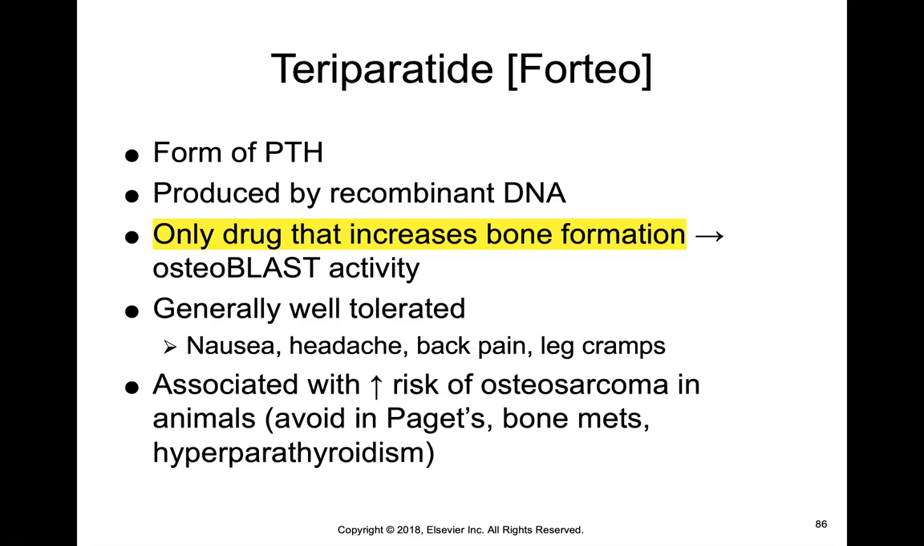Teriparatide is an injection as well. It's a type of parathyroid hormone, and this is the only drug that actually increases bone formation. So this has osteoblastic activity. Black box warning on this is that it is associated with an increased risk of osteosarcoma in animals. So if you have a history of osteosarcoma or bone metastasis, metastatic cancer, or Paget's disease or hyperparathyroidism, you'll want to avoid teriparatide.